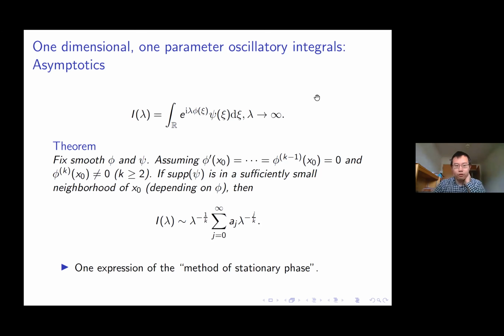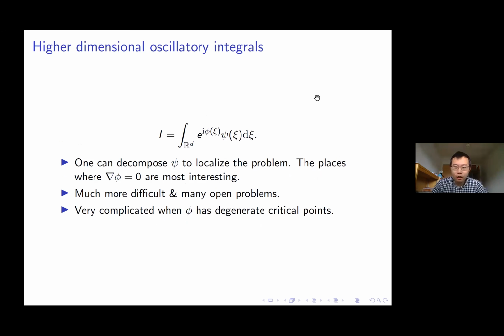So you can use these three principles to understand a general one-dimensional oscillatory integral, which leads to a lot of good understanding of them. But what about higher dimensional oscillatory integrals? Things quickly get much nastier. The localization principle is still good: for a general higher dimensional oscillatory integral, you can still decompose psi to localize the problem. And as long as the gradient of phi doesn't vanish, you can integrate by parts and hopefully have a small contribution. The places where the gradient of phi vanishes are the most interesting and make most of the contribution to the integral.